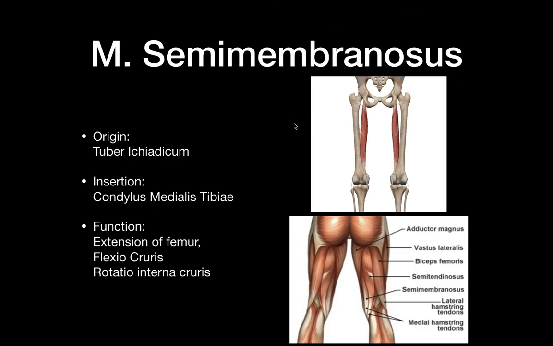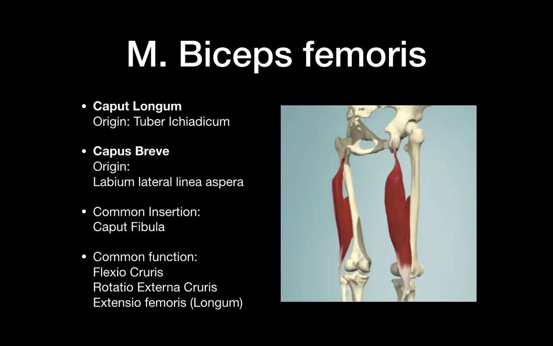I'm going over to musculus semimembranosus. Musculus semimembranosus is going to originate from tuber ischiadicum again, and insert at the condylus medialis of the tibia. And the function of this muscle is extension of the femur, and also flex the leg and rotate the leg internally. Now the last muscle of this video is the musculus biceps femoris.